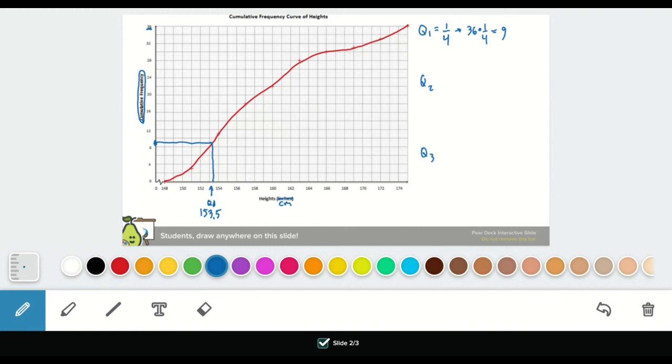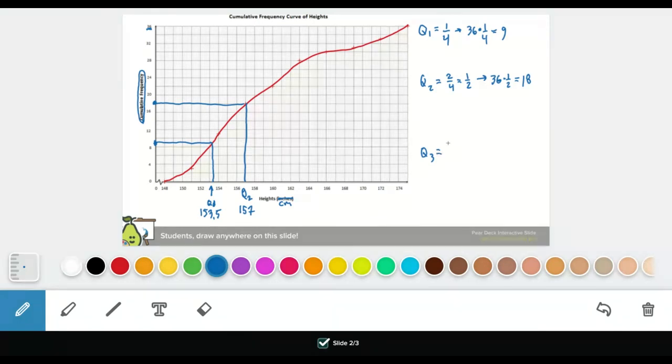All right. Now I need Q2. Q2 is another quarter, so that'll be 2 quarters. But that's just 1/2. So I want 1/2 of 36. You might already see a pattern. Times 1/2, so I need to get 18. 18 is right there. So I'll go all the way across, then go down, which means my Q2 is going to be at 157. So 157 centimeters, that's my Q2, my second quartile.